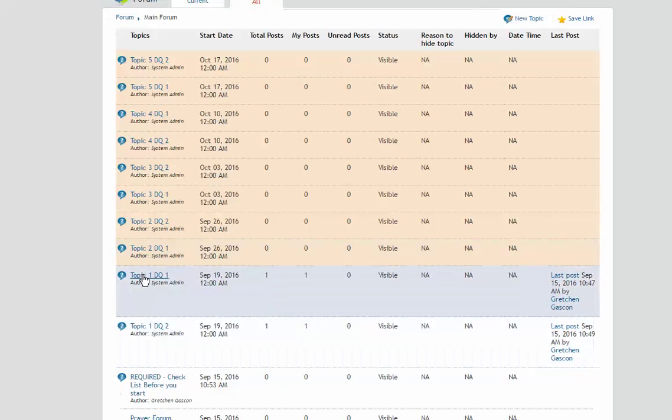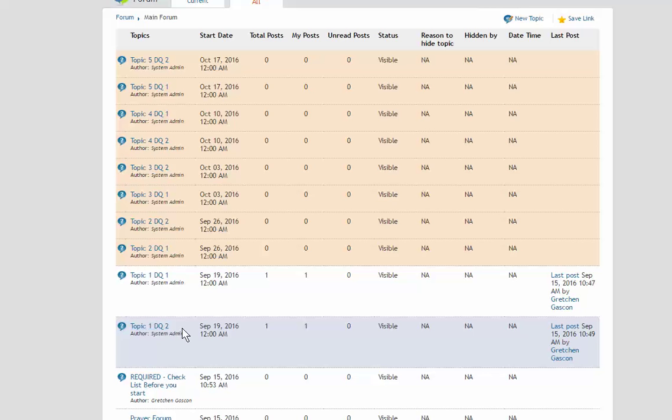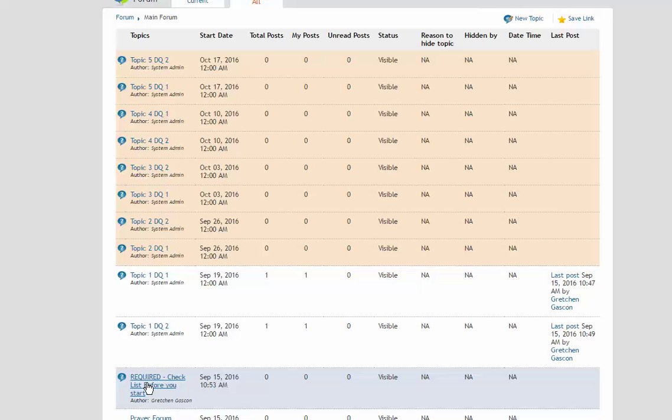The regular forum, the main forum, has all the topics for the week. We start with discussion question 1 and discussion question 2. There is a prayer forum, and there is a required checklist. Please make sure you look through that and make sure that you understand all of the pieces. If you do this right at the beginning of the class, you'll find the rest of it goes much more smoothly for you.